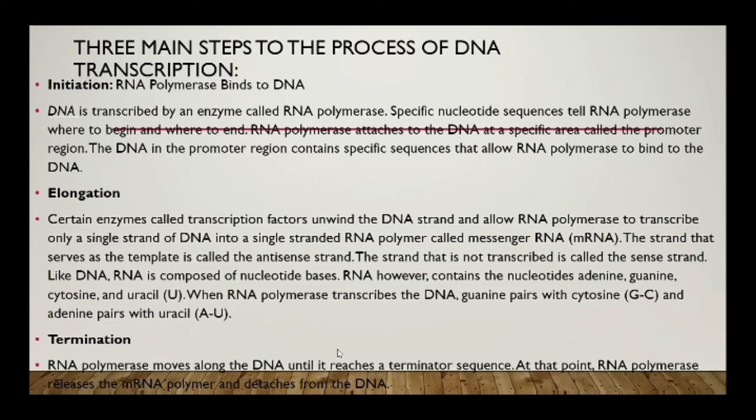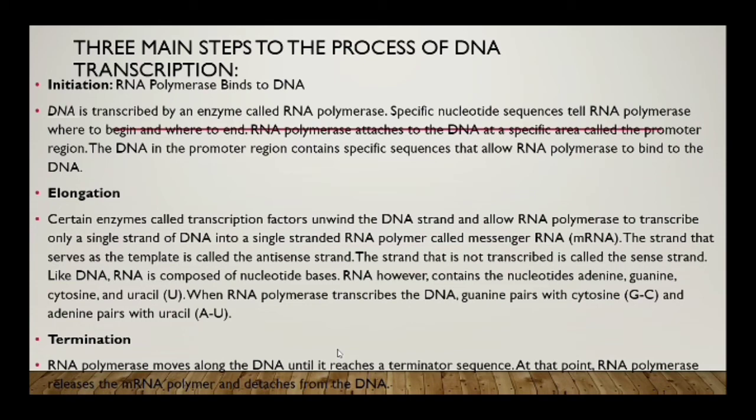So moving forward, we have the elongation. Certain enzymes called transcription factors unwind the DNA strand and allow RNA polymerase to transcribe only a single strand of DNA into a single-stranded RNA polymer called messenger RNA, or the mRNA. The strand that serves as the template is called the antisense strand. The strand that is not transcribed is called the sense strand.